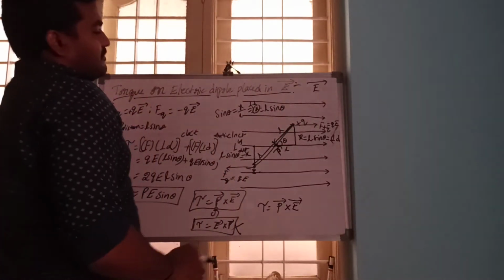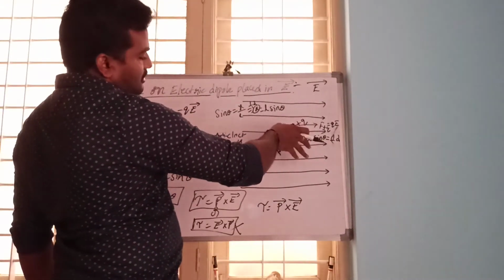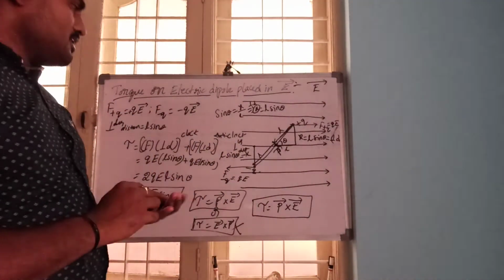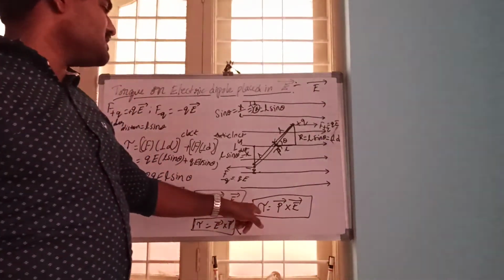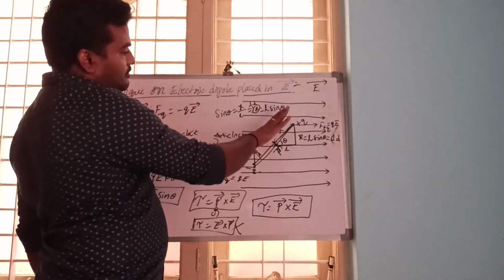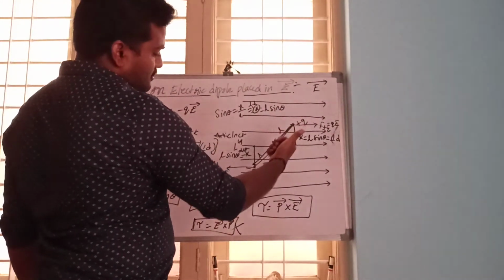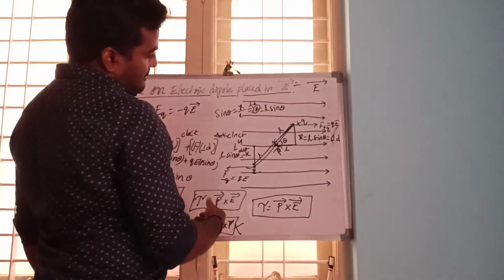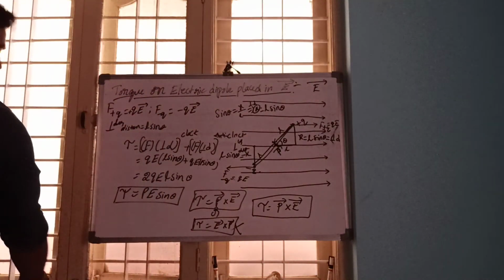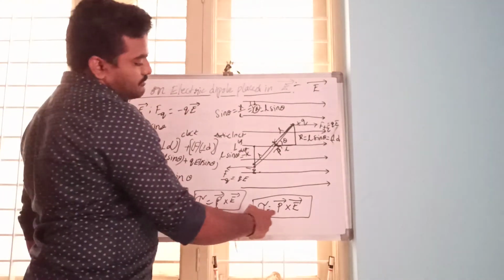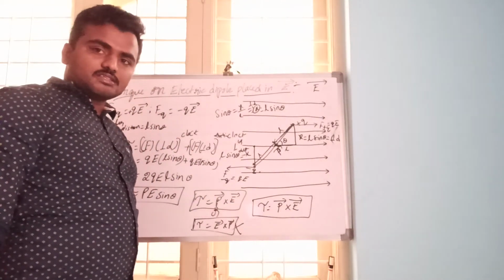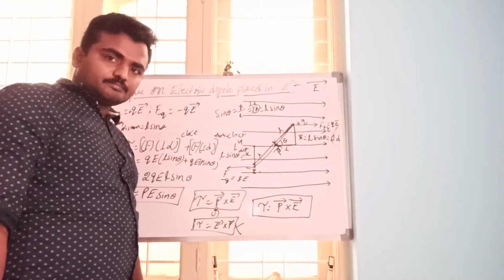This is not going to happen because it is aligning in the clockwise direction, meaning P bar is coming and aligning in the E bar direction. So what is the direction of P bar? Right hand rule: P bar, if I hold the electric field, it will be inside the board. So torque equals P bar cross E bar. Clear? Any more doubts in this? Okay.